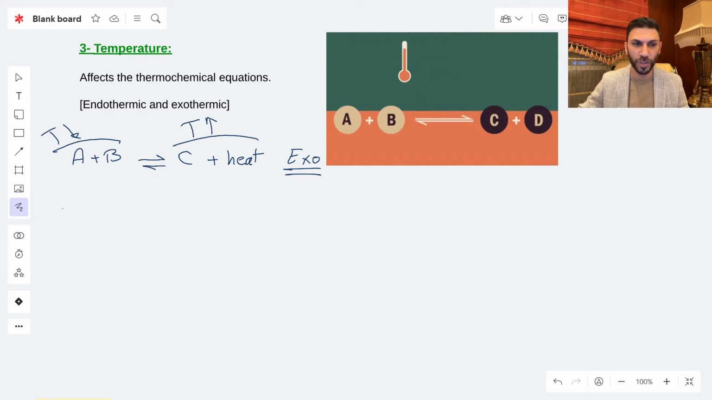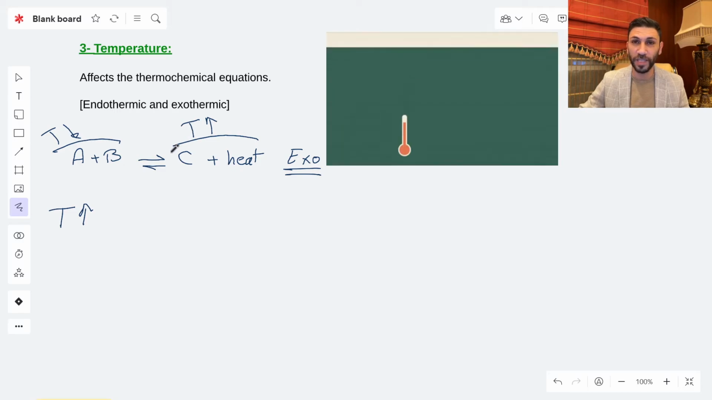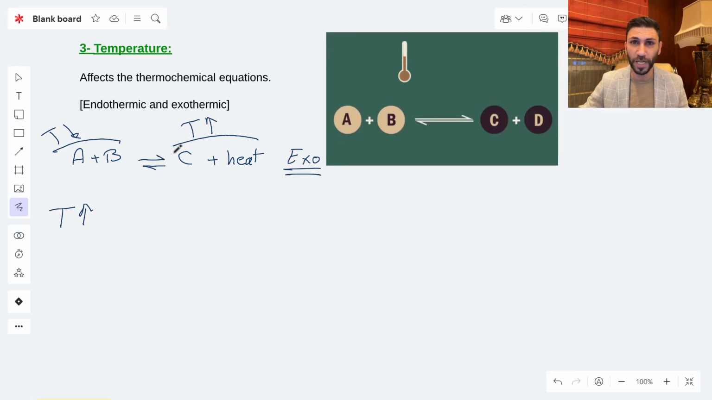Similarly to the pressure, if you are increasing the temperature, the chemical reaction will shift to where the temperature is lower, and the temperature is lower in the reactants for the exothermic reaction. So it will go to where the reactants are. And if we are decreasing the temperature, it needs to shift to the right, to where the products are, because at the products the temperature is higher.